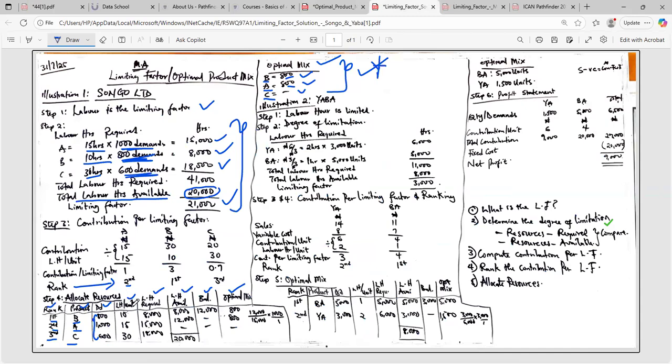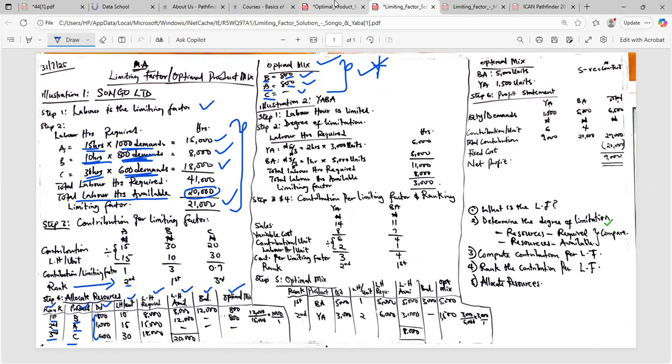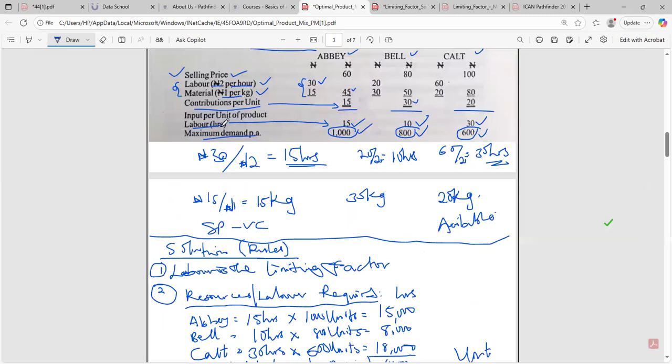Then my labor hour per unit. B is 10. A is 15. C is 30. It's already in the question. And I've told you, even if it was not given to you in the question, these are the ways you can get it. We say 30 divided by 2, which is 15. 20 divided by 2, which is 10. And then we have 60 divided by 2, which is 30.